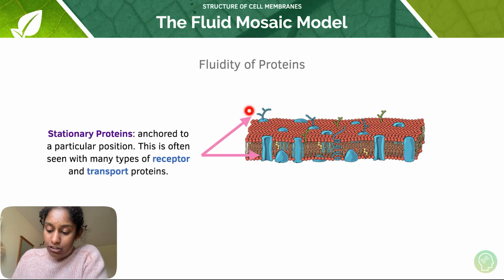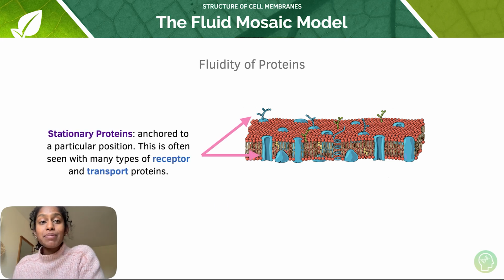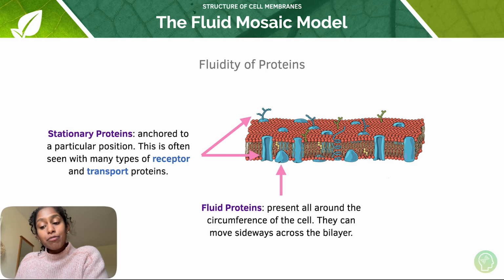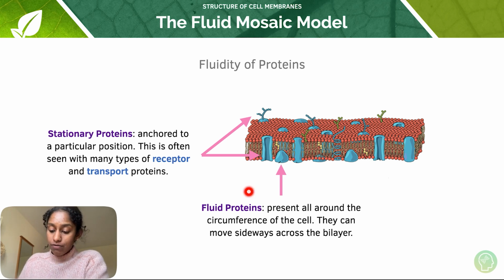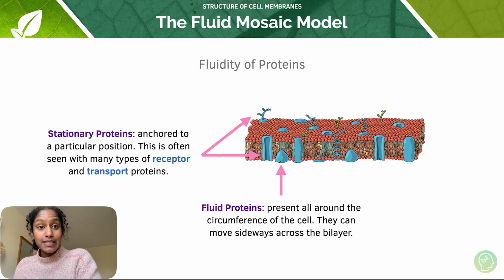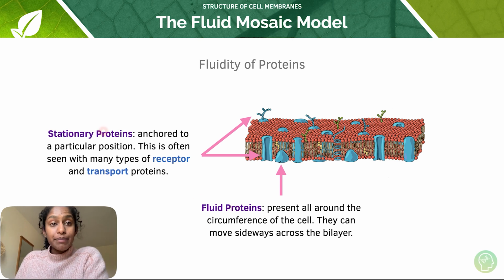These are our stationary proteins, and they are anchored to a particular position, and this is often seen with many types of receptor and transport proteins. Okay, so that's a summary of our proteins and why they are fluid. So these are our fluid proteins. These are our stationary proteins. So we can see that in terms of the fluidity of proteins, we have some that are fluid and move about, and some that are stationary.